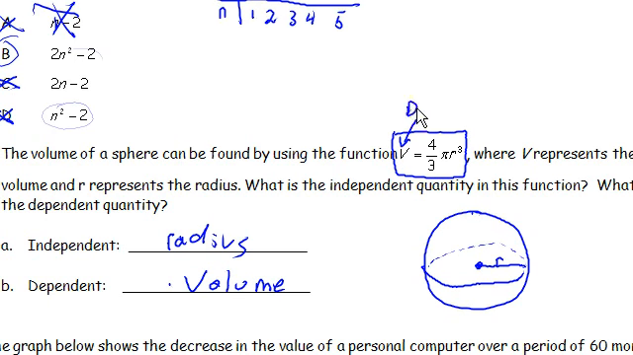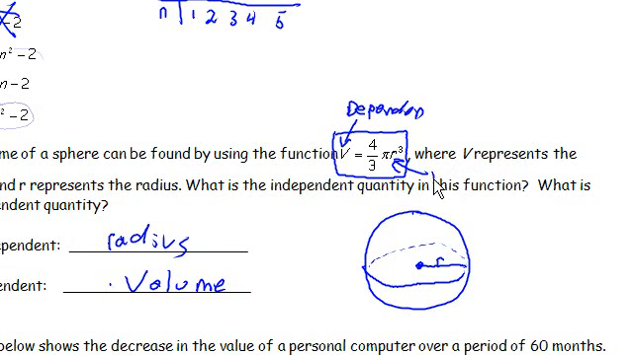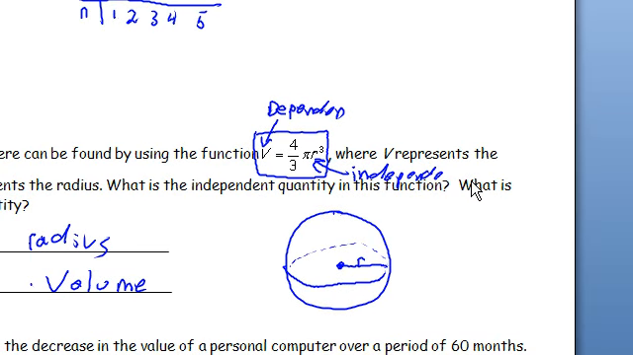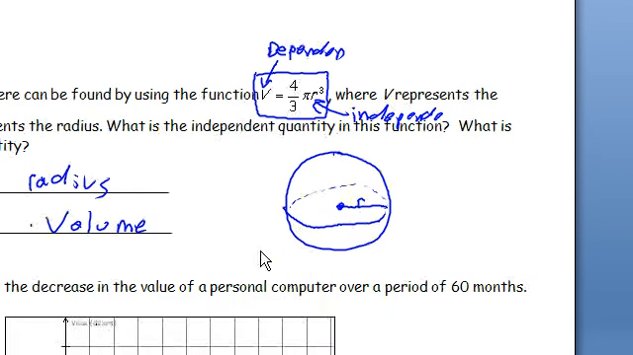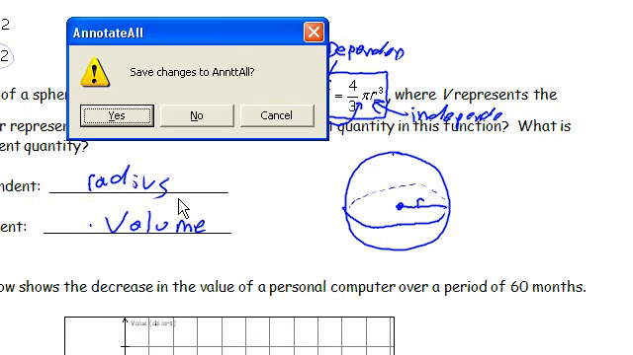And you can tell that by the way the equation is written, because we always set our dependent value equal to the expression that contains our independent variable. And you can also ask yourself the question, what depends on what? Well, volume of the sphere depends on the radius. Okay, let's finish up 20.